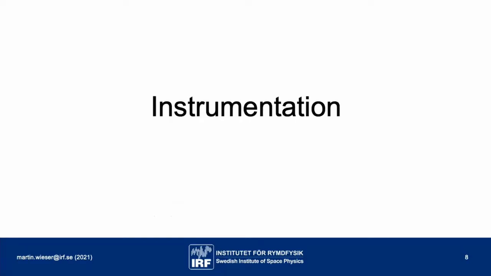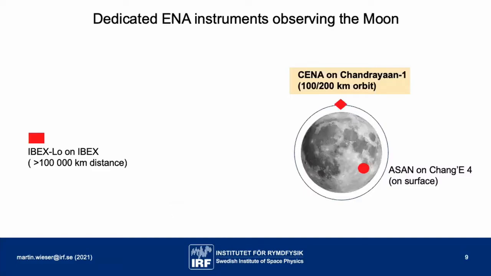There are not so many instruments which have been observing the moon in energetic neutral atoms which were built for that purpose. This is an overview of dedicated instruments observing the moon. So we have IBEX-Lo, which as a byproduct of its primary mission to observe the heliosphere, also did look at the moon. We have the CENA instrument on the Indian Chandrayaan mission, which has been orbiting the moon for almost a year. And we have the ASAN instrument on the Chang'e 4 mission, which is on the surface and mounted on a rover.